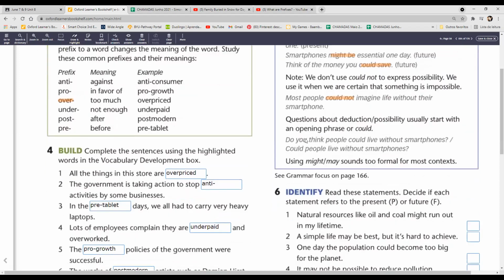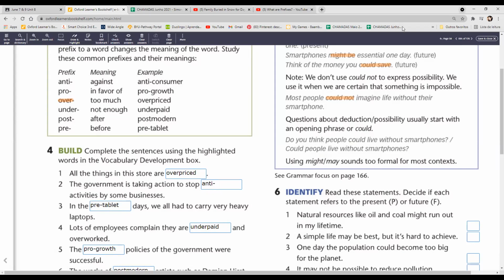Okay, thank you. Questions about deduction and possibility usually start with an opening phrase or could. So let's see some examples. Let's see who could read for us. Please, Joyce, can you read for us that one? Okay, thank you. Do you think? Are you there?